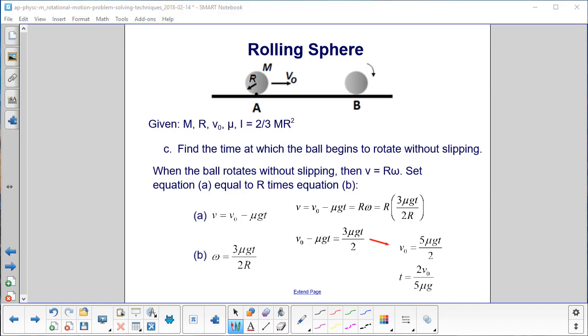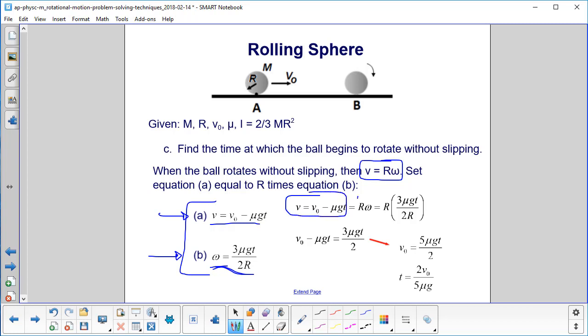Find the time at which the ball begins to rotate without slipping. Well, we have our two equations here, where we have the velocity, where it is rolling with slipping, and our omega, where it is rolling with slipping. But now that we know we want to find where it rotates without slipping, we can use v equals r omega. So what we're going to do is set equation A, the linear one, equal to r times omega, which is our equation B. So here is equation A.